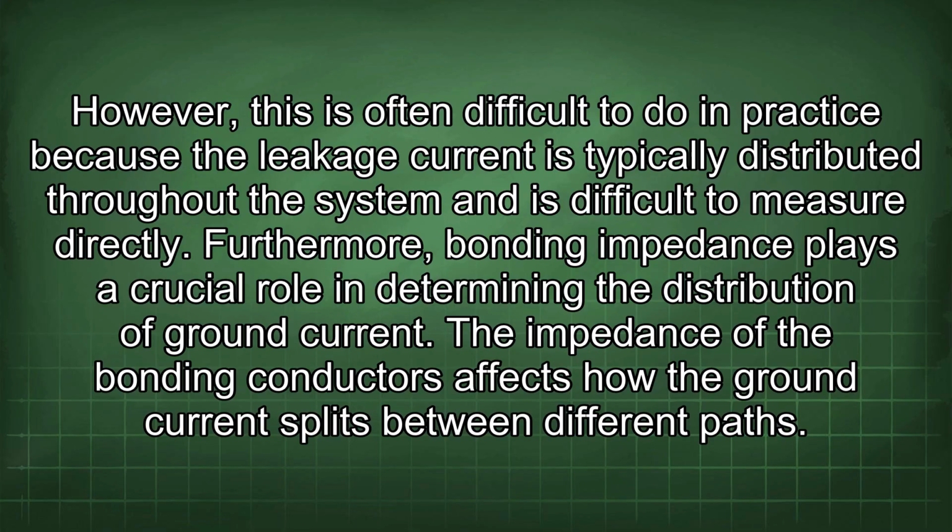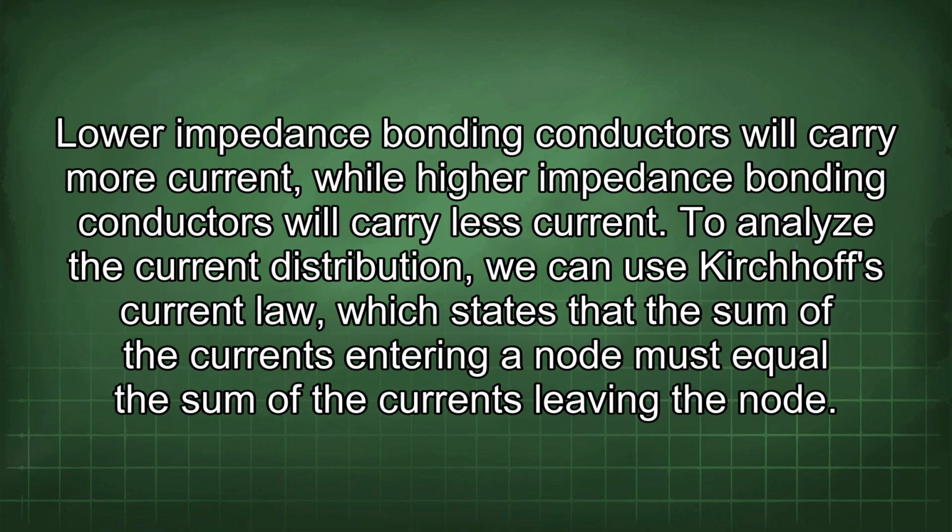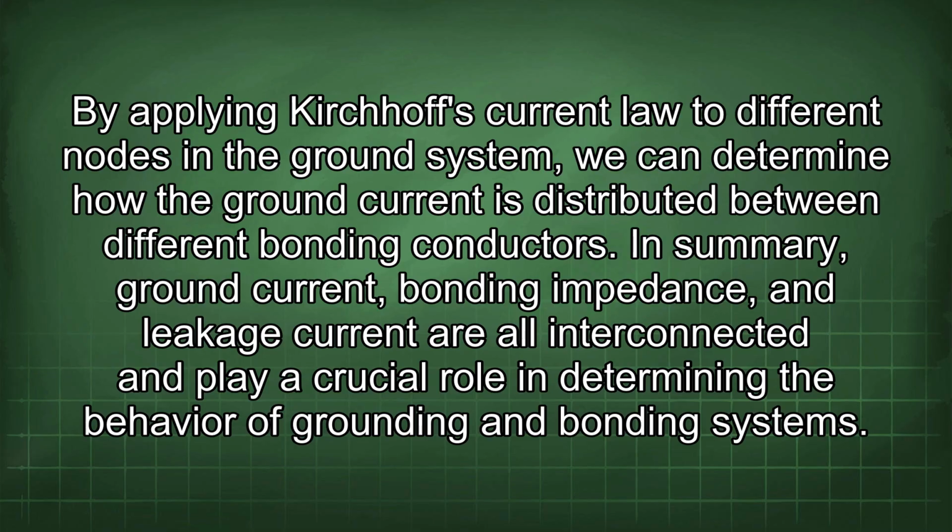Furthermore, bonding impedance plays a crucial role in determining the distribution of ground current. The impedance of the bonding conductors affects how the ground current splits between different paths. Low impedance bonding conductors will carry more current, while higher impedance bonding conductors will carry less current. To analyze the current distribution, we can use Kirchhoff's current law, which states that the sum of the currents entering a node must equal the sum of the currents leaving the node. By applying Kirchhoff's current law to different nodes in the ground system, we can determine how the ground current is distributed between different bonding conductors.